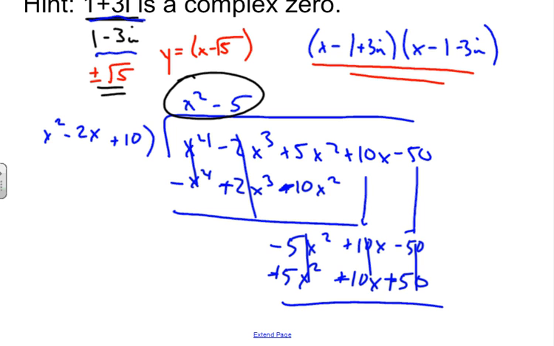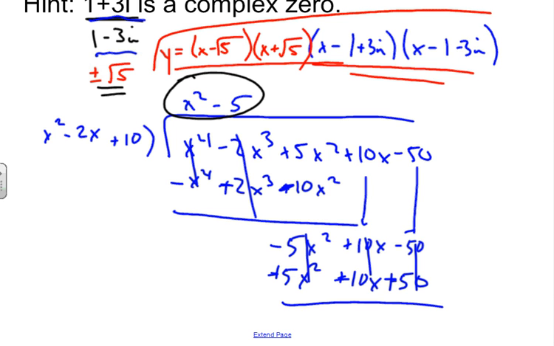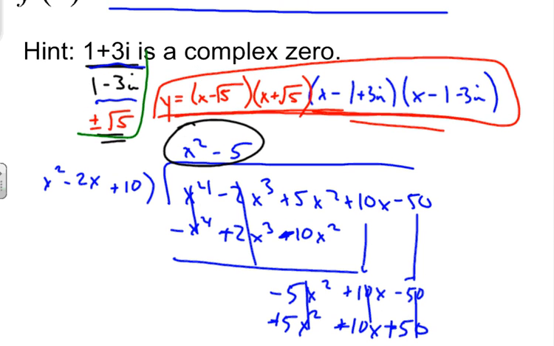All right, and then x plus the square root of 5, and times x minus 1 plus 3i, and so on and so forth. So here's our factors. That's how we solve the problem.